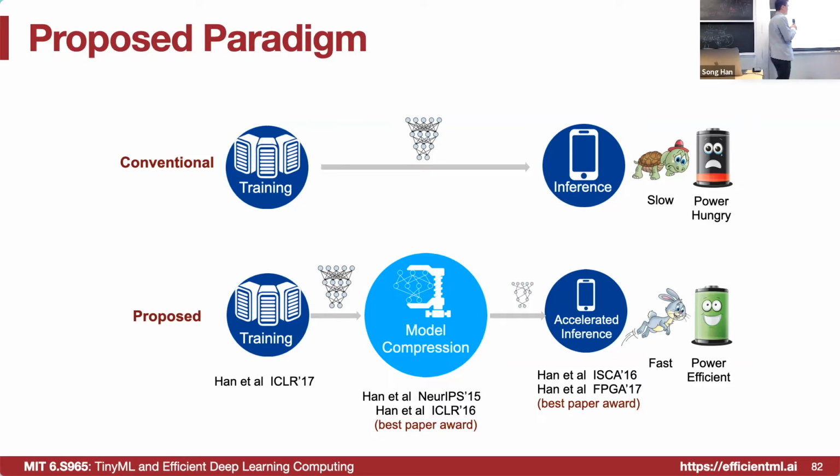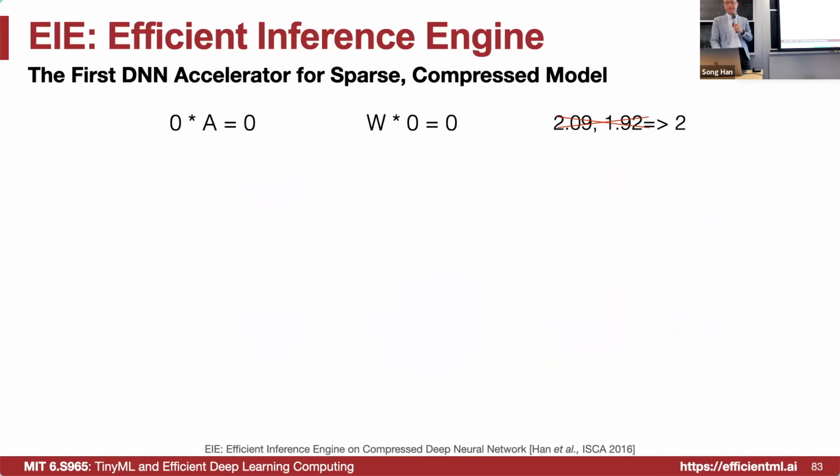So a better approach, a better paradigm, is that after training, you do not directly deploy your model for production, but rather you want to compress the model and remove those redundancies, remove that over-parameterization, get a more compact model, and then run it through accelerated inference with specialized hardware, which is fast and also more power efficient.